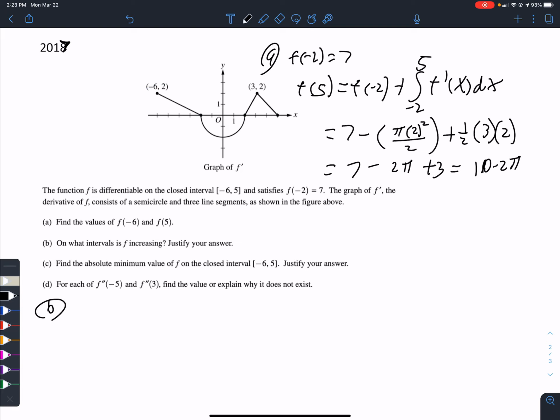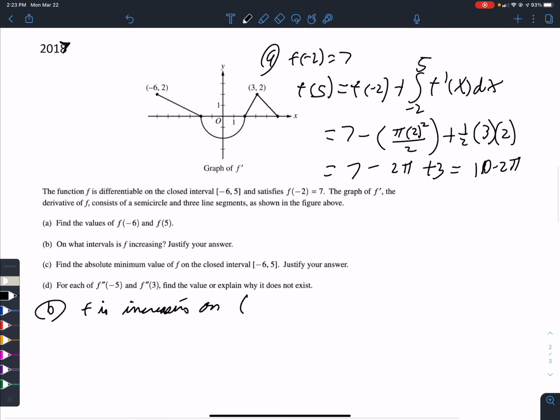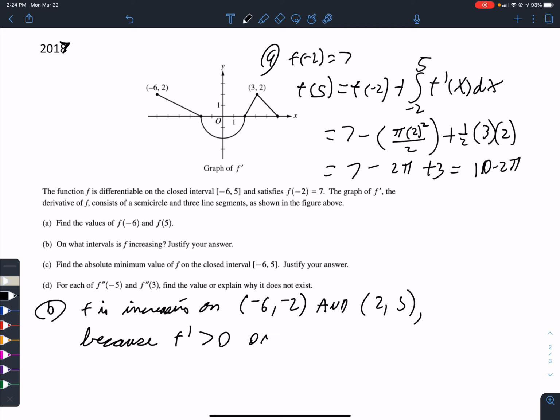So I would say f is increasing on, so I'd go -6 to -2 and 2 to 5. And I need a reason. And the reason is because f prime is positive on those intervals.